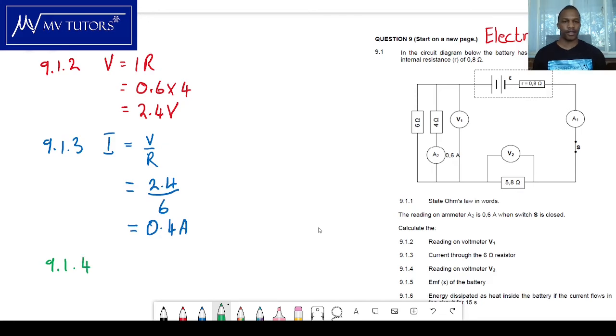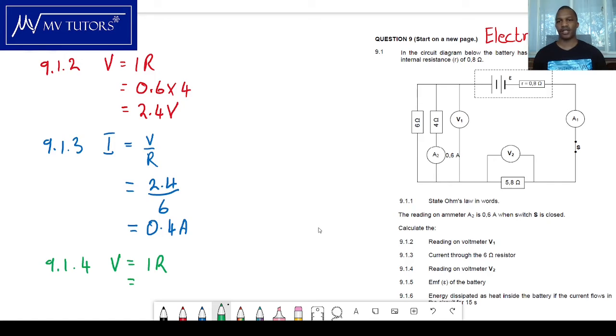9.1.4. The reading on the voltmeter V2. Where's V2? The voltmeter there, remember, first of all, volts is equal to I times R. So what is our current over there?